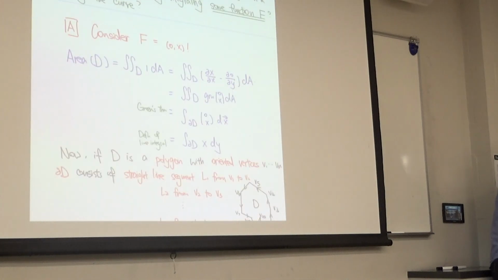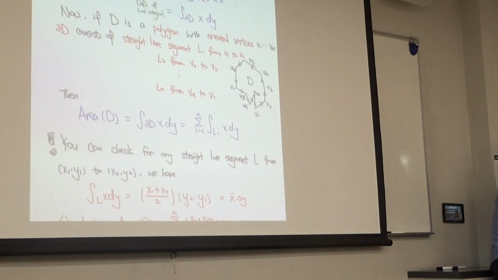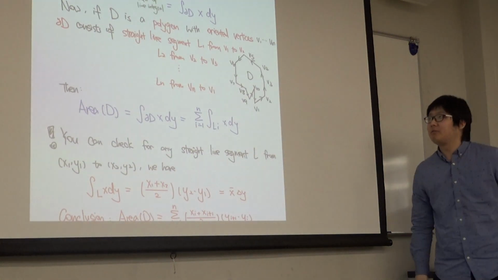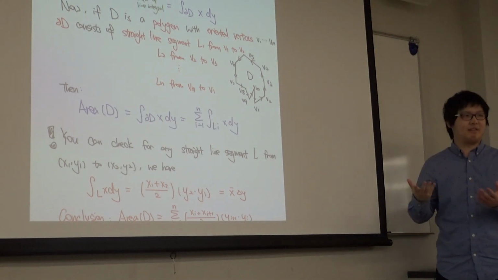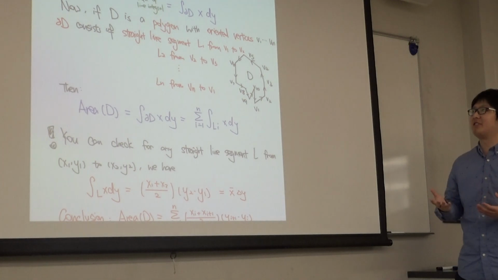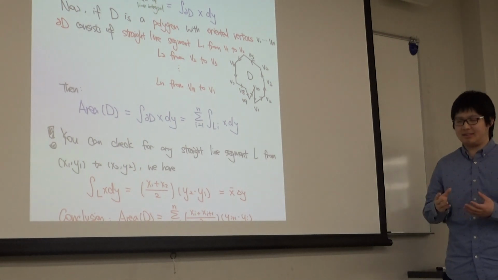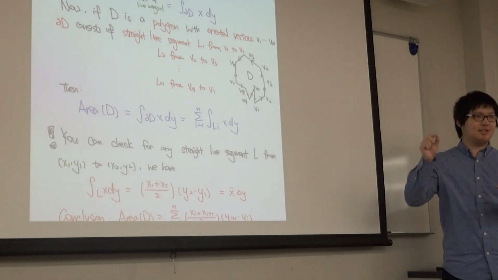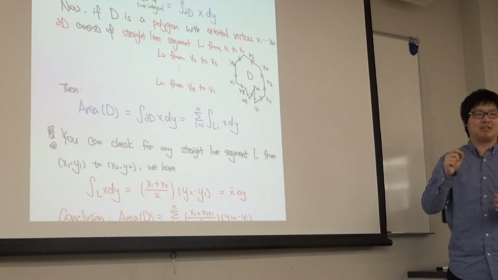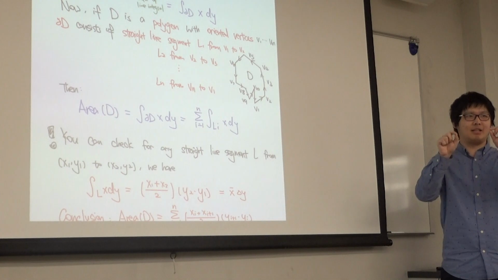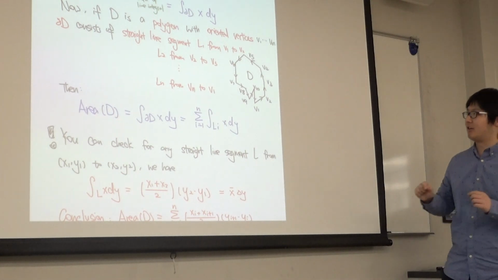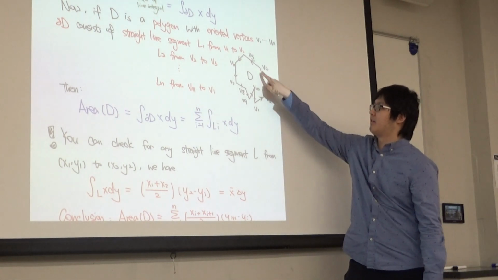Consider this specific case here. So let's say the region is a polygon. In many people's intuition, a polygon is made of a lot of vertices, and also the edges, which are the straight line segments joining those vertices. So here is an example of a polygon.